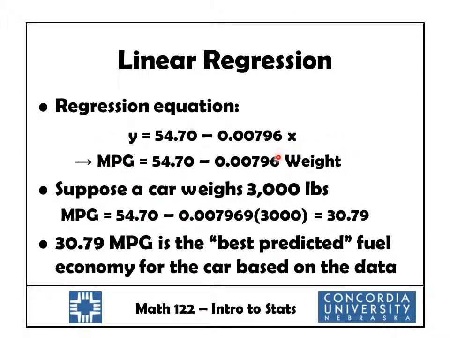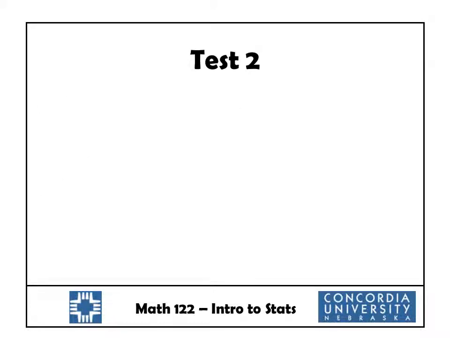could plug in 3,000 for the weight, do the arithmetic, and that would give us a predicted value of the fuel economy. So in general, for a regression, you should be able to calculate the R value, do a hypothesis test just like we did in this example, and then calculate the regression equation and use it to predict values. So that was the last topic from Test 1.